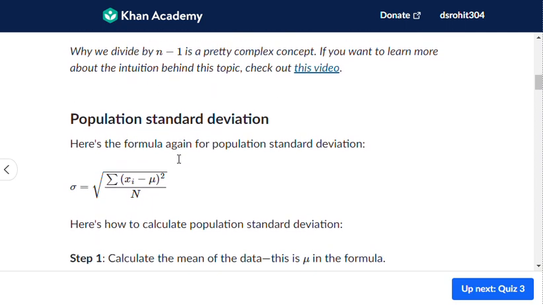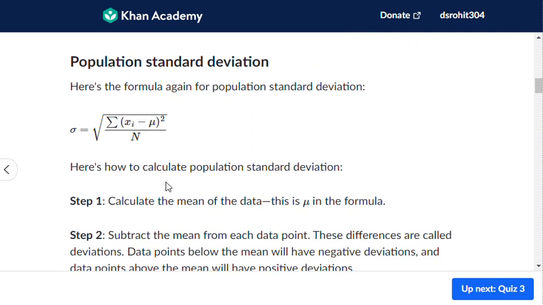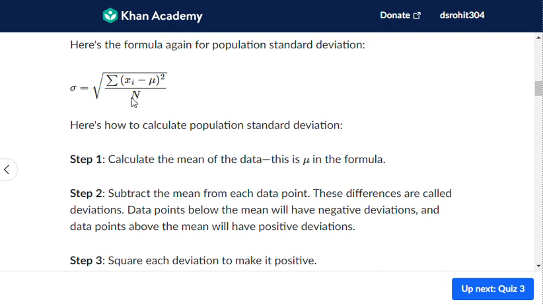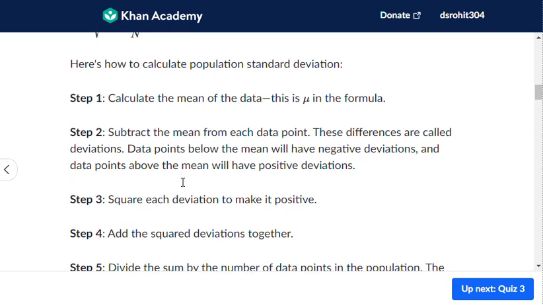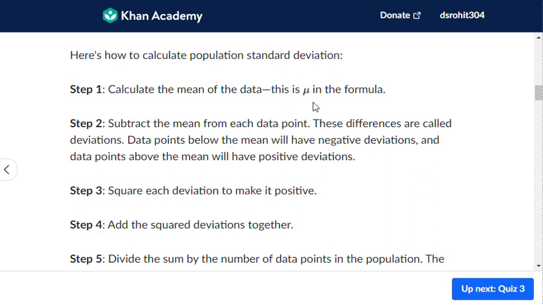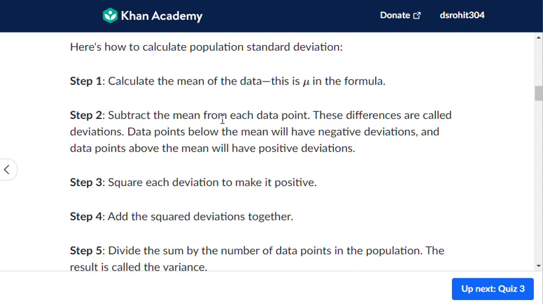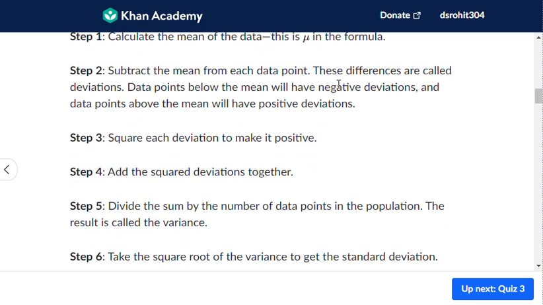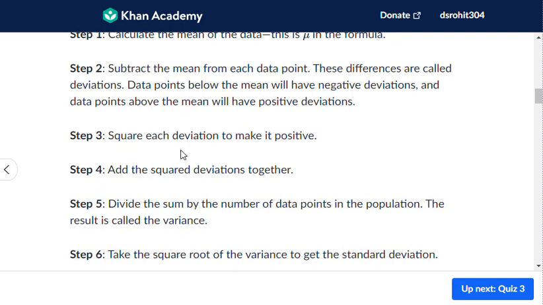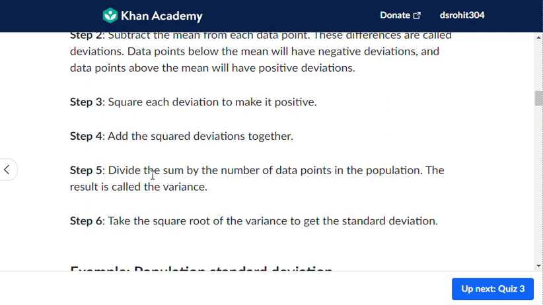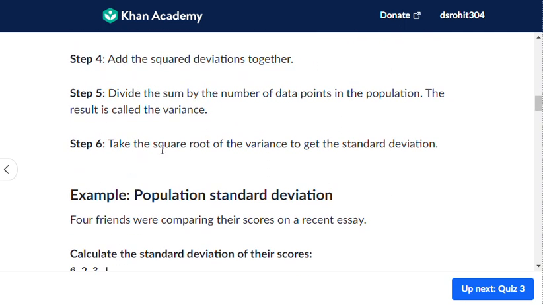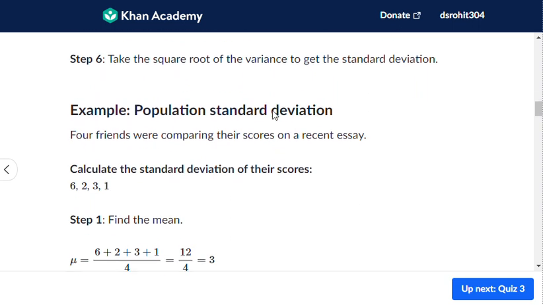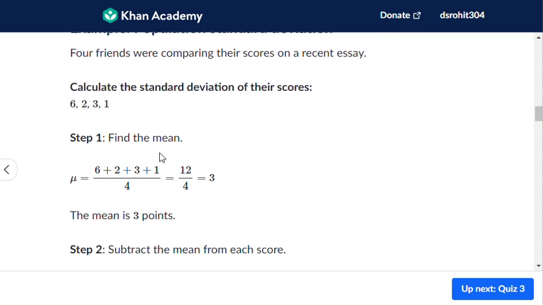So here are a few examples. For the population, the first step is to divide by n. We first calculate the mean, and then subtract the mean from each data point. Those differences are called deviations, and those deviations are squared, then added, then divided by the number of data points, and then we take the square root of the variance.